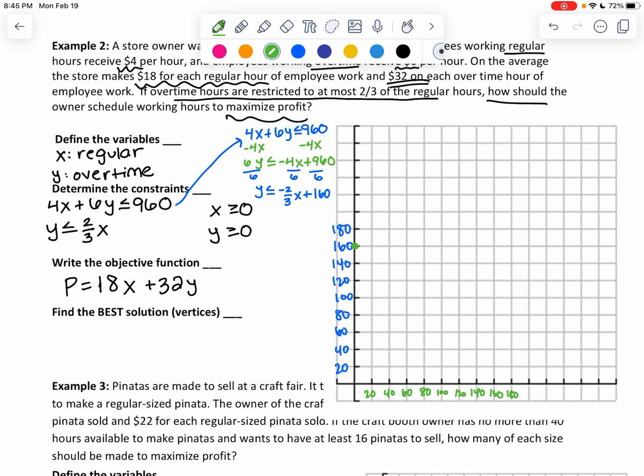And now we'll use our slope, which is negative 2/3. So now I can just go down 2 over 3, down 2 over 3, down 2 over 3, and down 2 over 3. So we're going to have to go to 220. Oh, that's up at 240. All right. And there's our first line. And then we're going to go ahead and shade that. We say y is less than or equal to the line, so we're going to shade below.